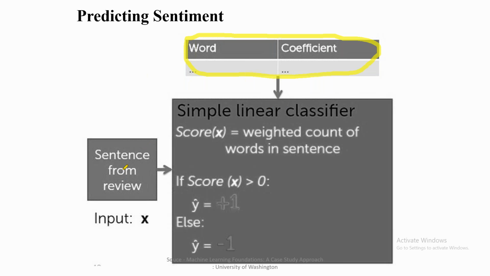Okay, so once I pass the input sentence into the linear classifier, I will get a table where there will be words and their corresponding coefficients. Once I get these coefficients, I calculate the score, which is the simple arithmetic operation I just explained. If the score is greater than 0, then I will predict it as positive, else it will be negative.